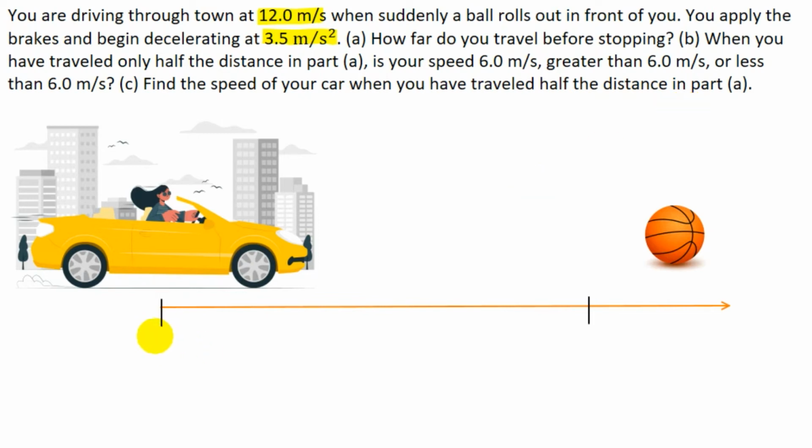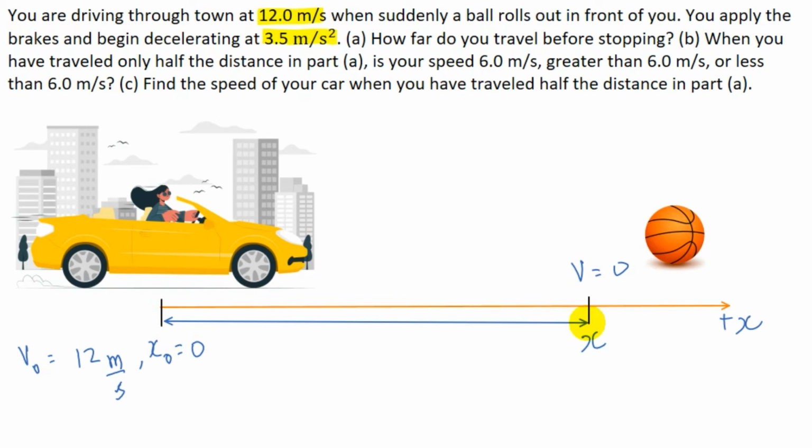So let this be the positive x direction, and here x equals 0, x naught equals 0, the origin. And suppose at this position you stop your car. So here the final velocity becomes 0, and the initial velocity at x naught equals 0 we are given to be 12 meter per second. So we can write here, v naught is 12 meter per second. Now we have to calculate this distance. Let me show it in the figure. This distance we have to calculate. So let it be delta x.